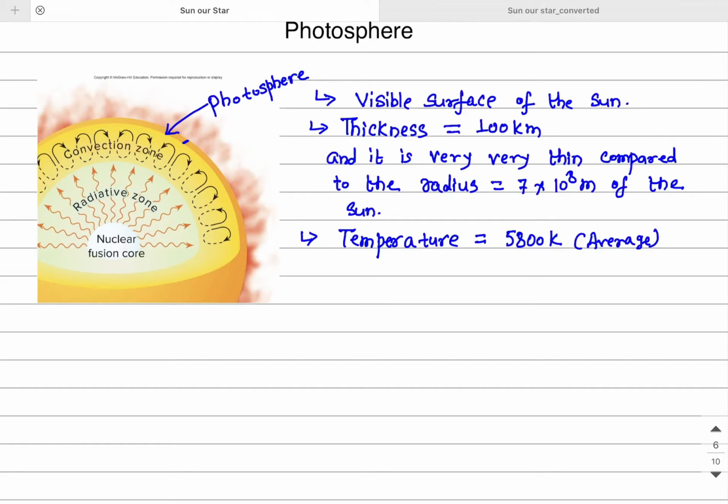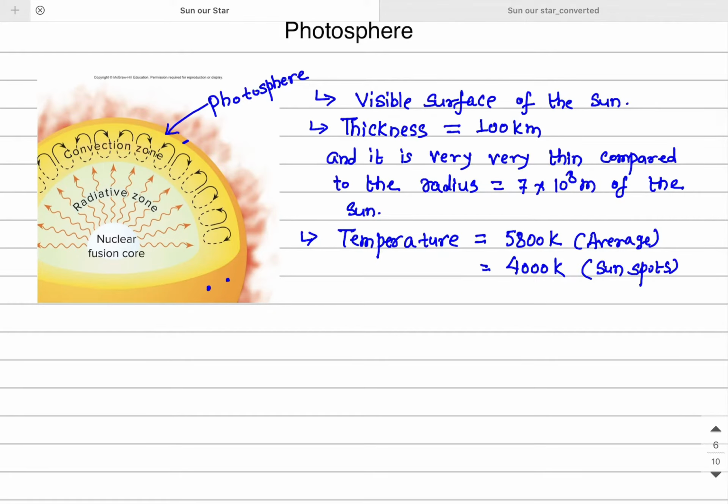And if you look at the sunspots, the temperature is about 4000 Kelvin. You might see in many pictures there are some spots on the sun, like this kind of spots. That is comparatively darker in comparison with this brighter region, and that is the sunspots. And the temperature of that spot is about 4000 Kelvin.